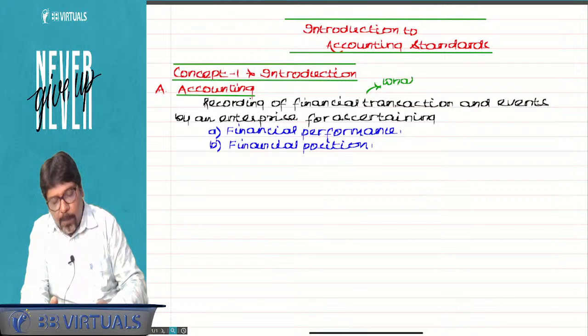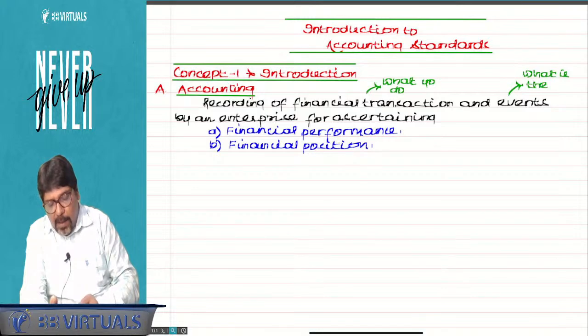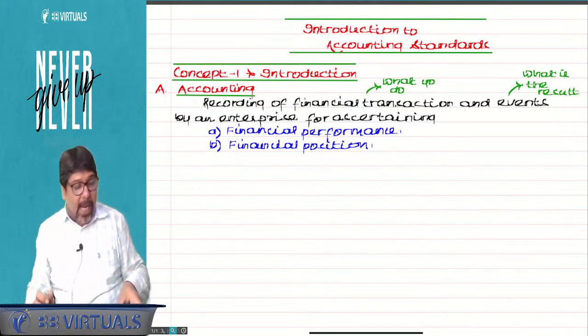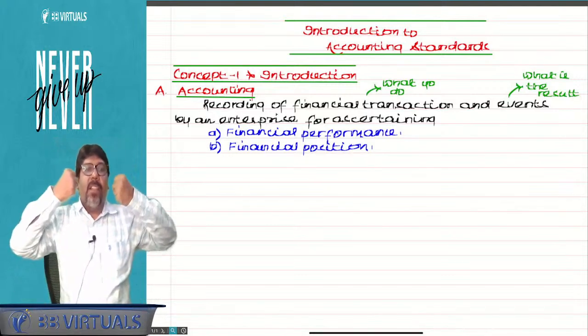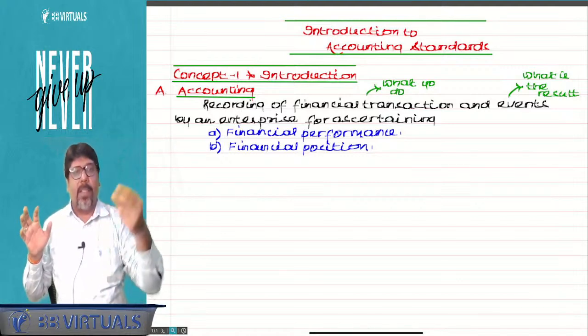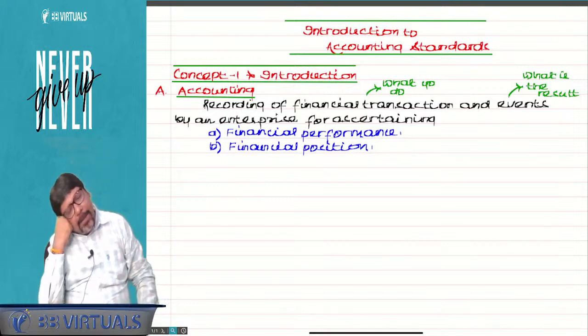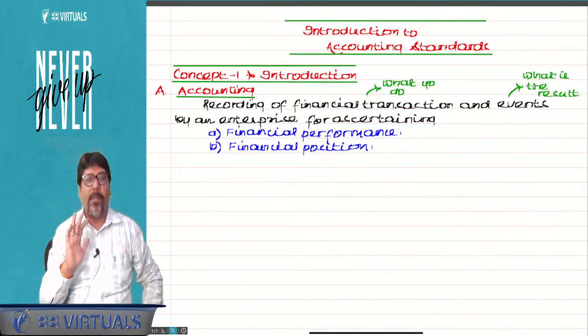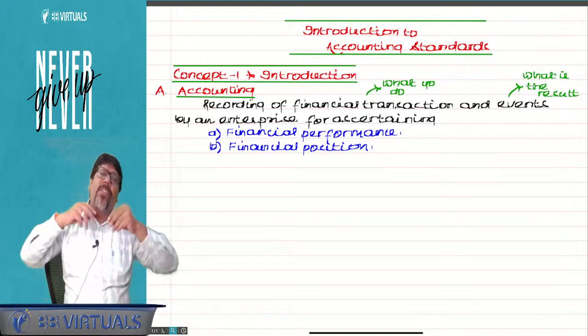So transaction is what you do, and event is what is the result. Now, events are the results which are never within your control. For example, you purchase goods, it's a transaction. You sold goods, it's a transaction. Because you purchase goods intentionally or unintentionally. Sleeping, you thought, today let's purchase goods. Today let's sell goods. So you do purchase and sale of goods usually, yes or no?